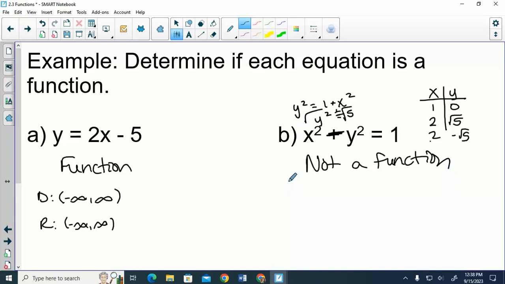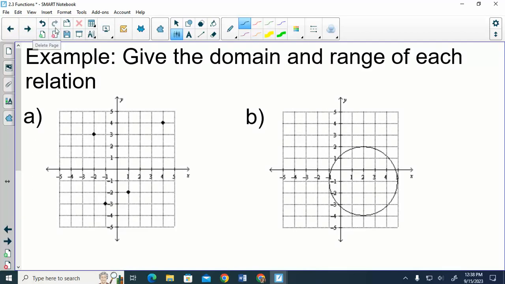Alright. I didn't ask for domain and range on that one. I did on the previous one just for fun, but is this okay? Let's practice doing domain and range by looking at a graph.